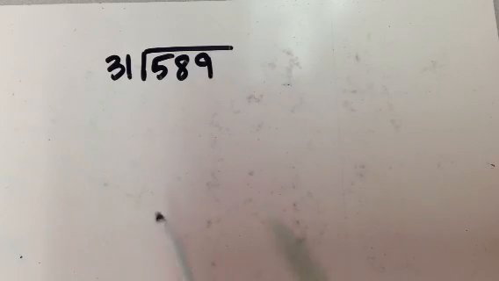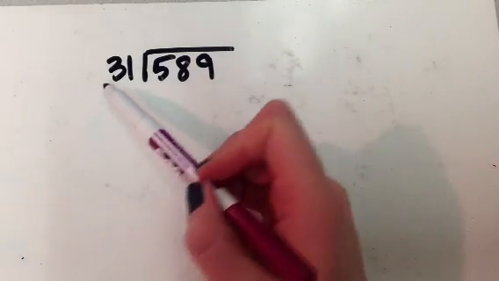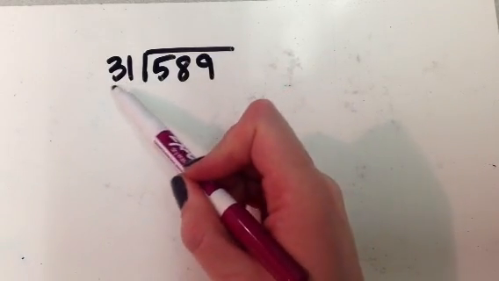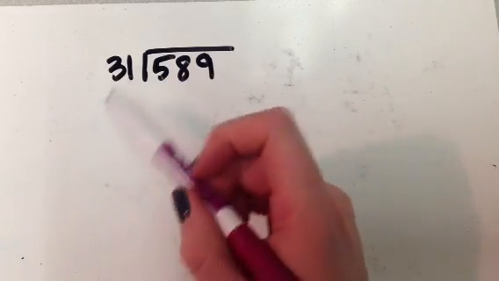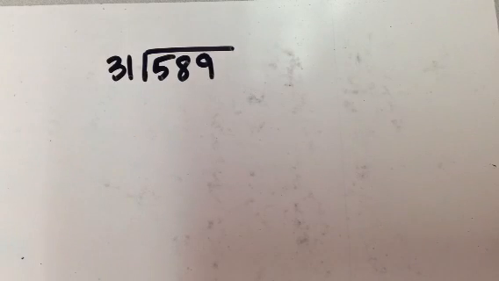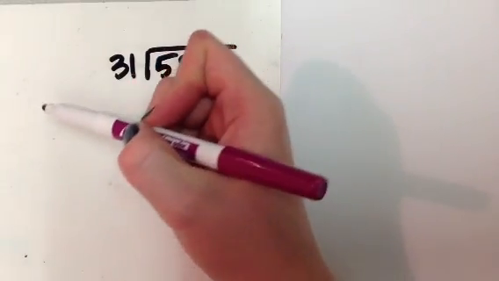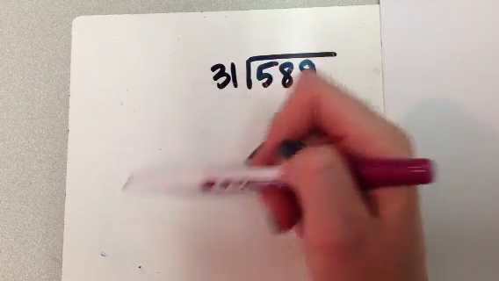So for this one, if you notice, all the problems that we've done in the last two videos all had one number on the outside, right? This one has a 31 on the outside. I do not know my 31 multiples. I do not have those memorized like I do 1 through 12. So I'm going to have to do some figuring in the margins of my paper, okay?